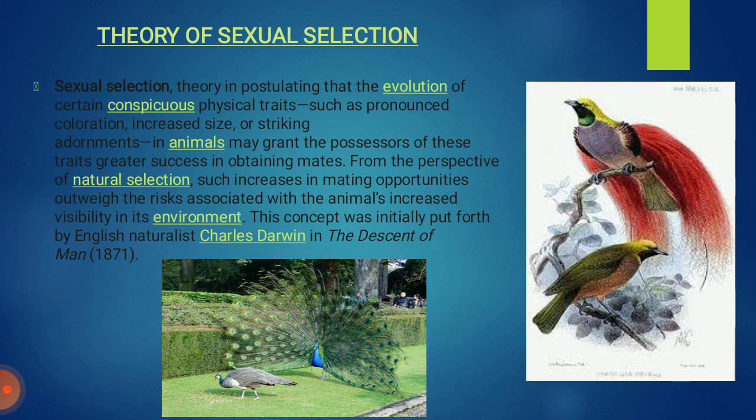Now let's start with the first theory, sexual selection. In sexual selection, he postulated that the evolution of certain conspicuous physical traits, such as pronounced coloration, increased size, and striking adornments in animals, may grant the possessor of these traits greater success in obtaining mates. From the perspective of natural selection, such increases in mating opportunities outweigh the risk associated with the animal's increased visibility in its environment. This concept was initially put forth by English naturalist Charles Darwin in The Descent of Man, 1871.